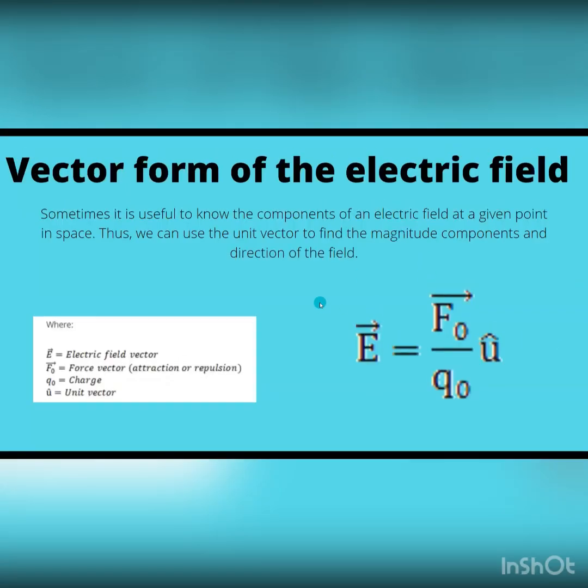Now, the vector form of the electric field. Sometimes it is useful to know the components of an electric field at a given point in space. Thus, we can use the unit vector to find the magnitude, components, and direction of the field. Again, E is the electric field vector. F is the force of attraction or repulsion. Q is the charge. So you need to divide the force by the charge and multiply it by the unit vector.